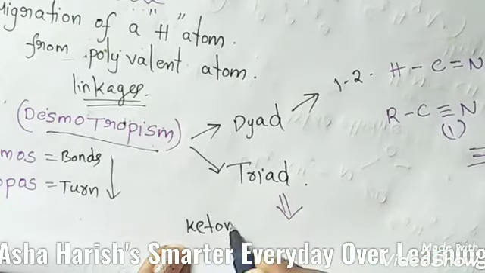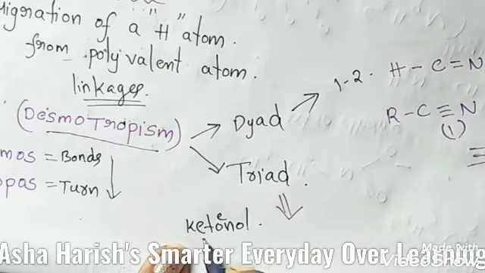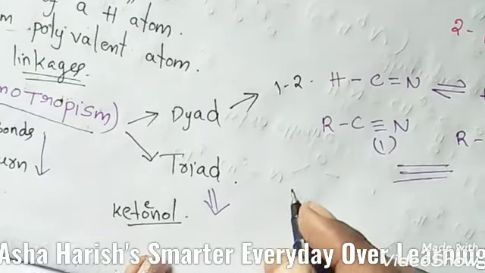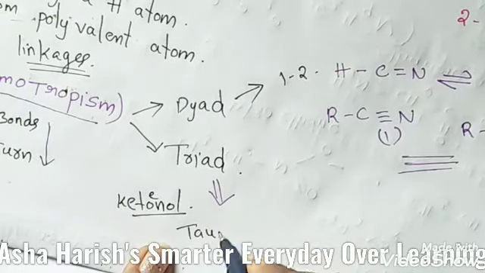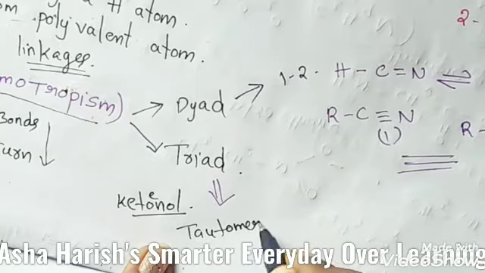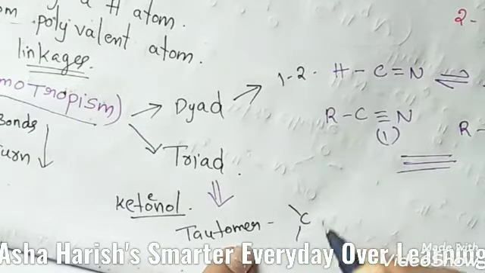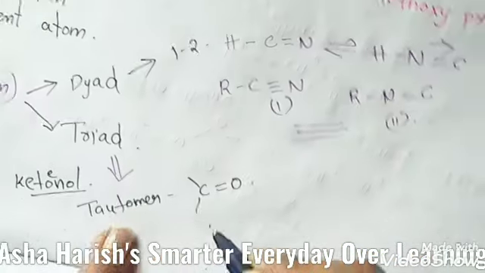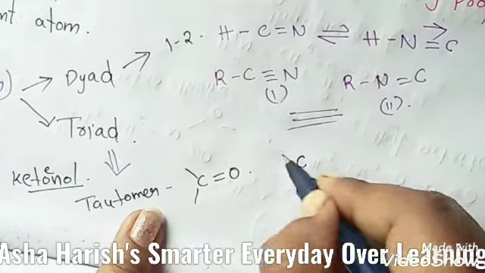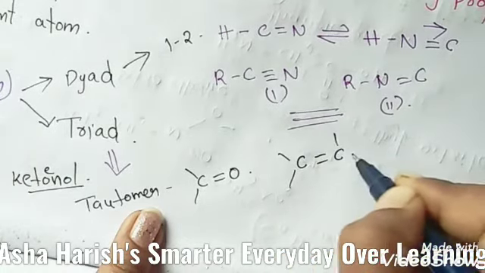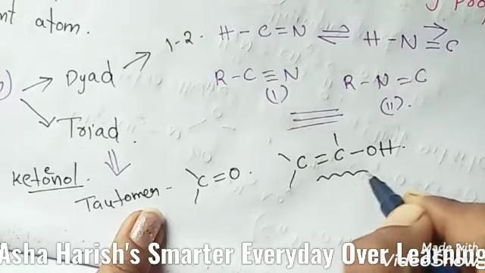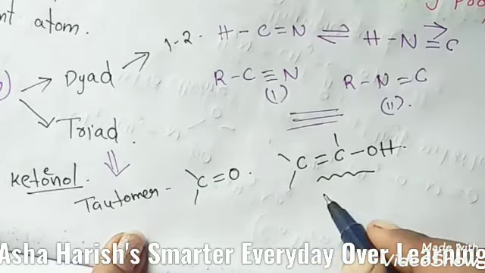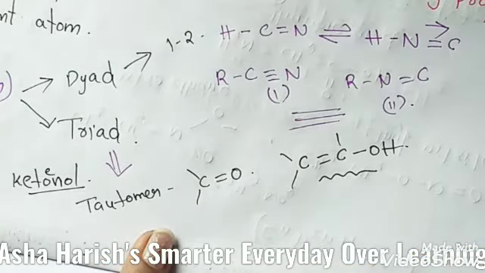Here students, keto-enol tautomerism is just one type of triad system. In this type of tautomerism, one tautomer contains the keto group just like this, while the other contains the enolic group, just like double bond C-OH. This is the enolic group. Two simplest examples of keto-enol tautomerism are acetaldehyde and acetone.